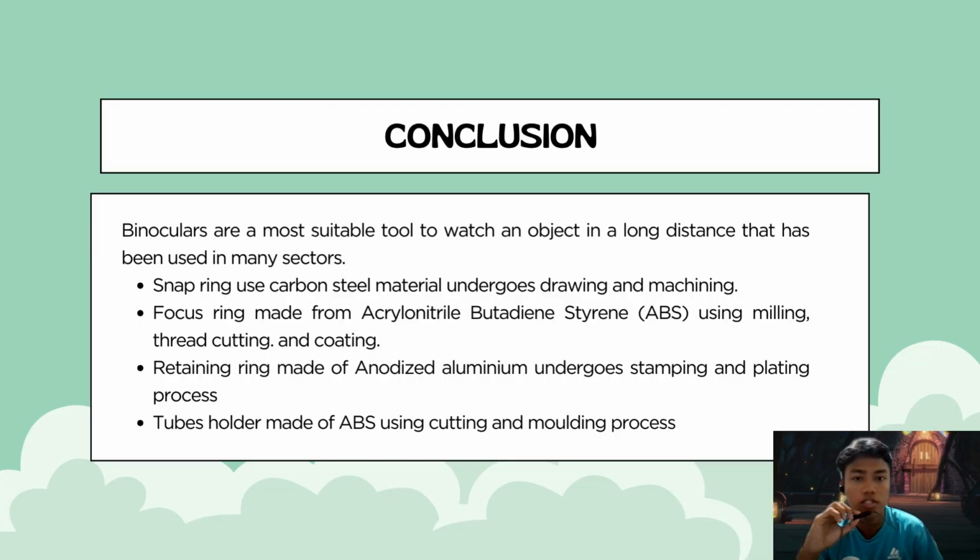Okay, for the conclusion, binoculars are the most suitable tool to watch an object at a long distance and have been used in many sectors. So the snap ring uses carbon steel material and undergoes forging and machining processes, and the focus ring is made of ABS using milling, thread cutting, and coating. The retaining ring is made of anodized aluminum and undergoes stamping and plating processes. And lastly, the tube holder is made of ABS, same as the focus ring, using cutting and molding processes.